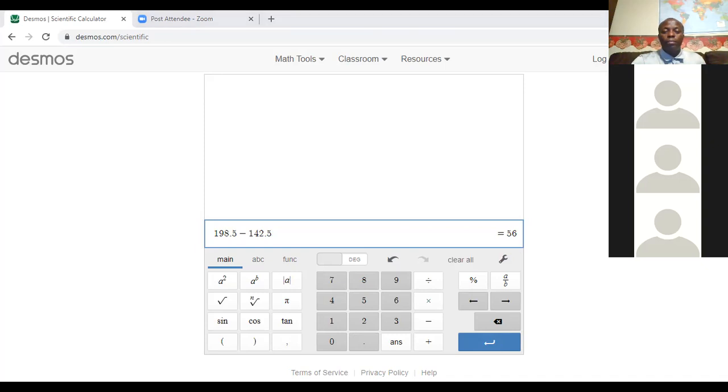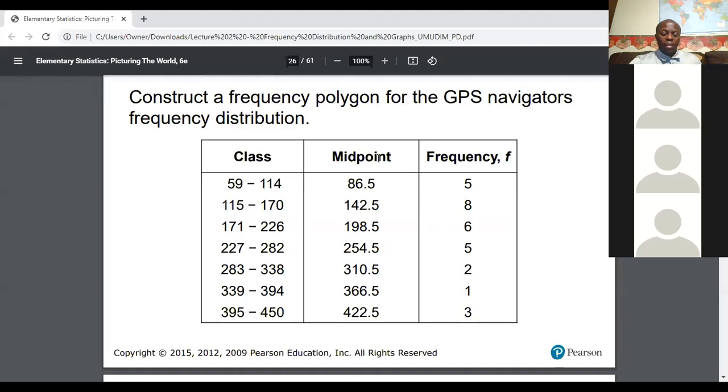Now, what we're going to do is show you how to draw the frequency polygon and complete it. I'm going to write this down and we'll put it in Excel and then draw it. The midpoints are 86.5, 142.5, 198.5, 256.5, 310.5, 366.5, 422.5, and the frequencies are 5, 8, 6, 5, 2, 1, and 3. Now let's put it on Excel and draw the graph.